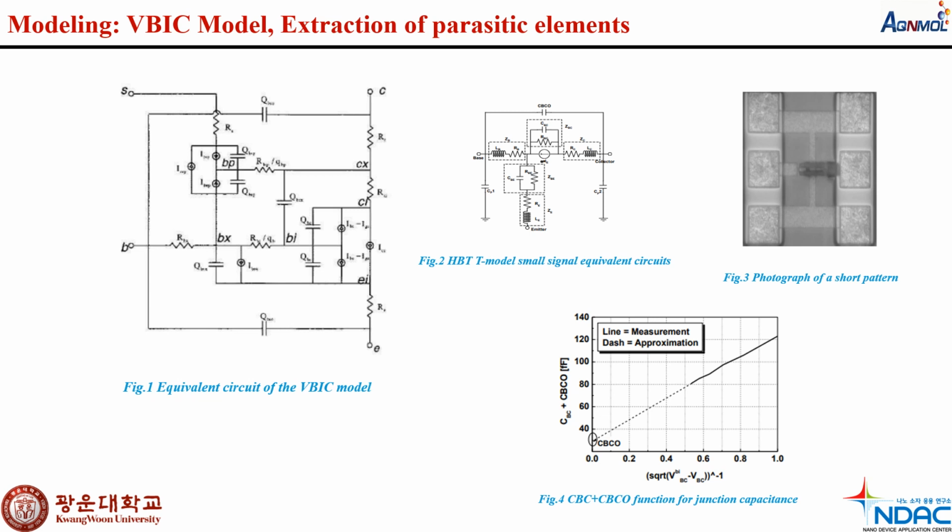After that, parasitic inductances. The parasitic inductances are extracted by the short patterns, which is shown in figure number 2. And number 3, overlap capacitance. The base collector overlap capacitance CBCO is explained in this part. The capacitive coupling due to geometric overlapping between the base and collector in the HBT can give rise to charge feedthrough. And figure number 4 is the fitting of the sum CBC plus CBCO function for the junction capacitance.